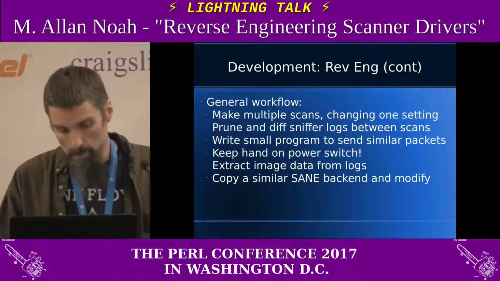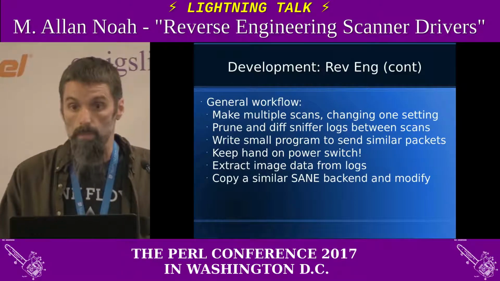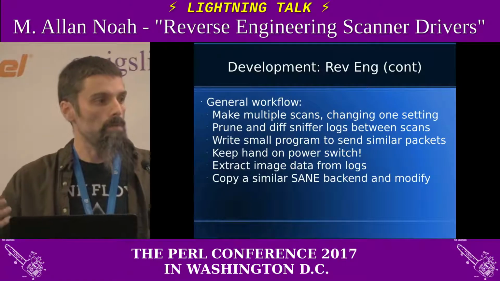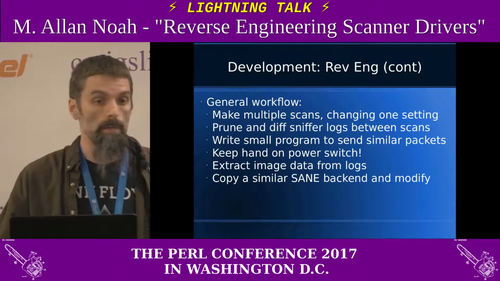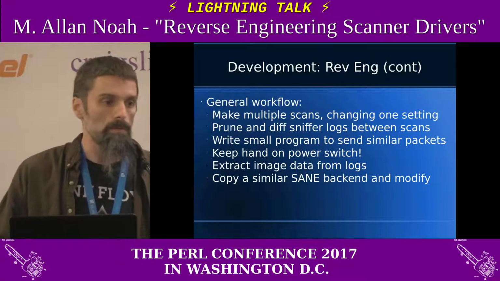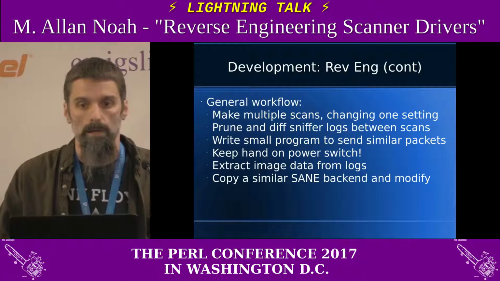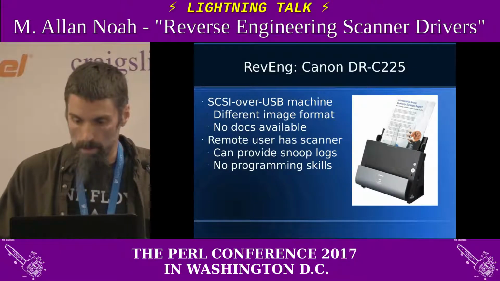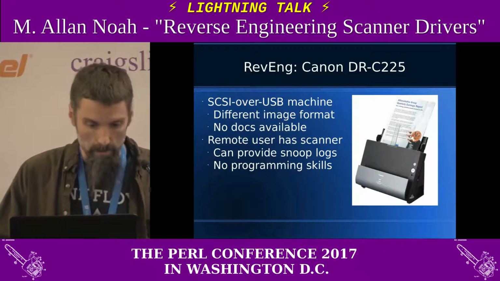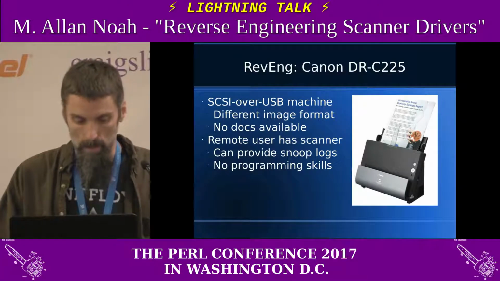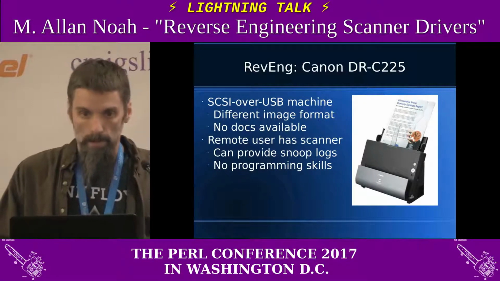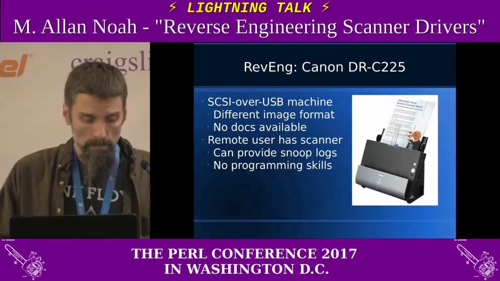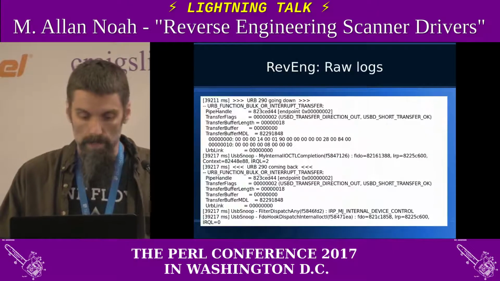So then another thing we do is extract the image data from the logs, and then we sort of take a look at the protocol and say, well, what does this most resemble? And we take one of the existing drivers and we copy it, and then we hack it into shape and make it do the same thing. So I'm going to give you an example. Here's a Canon DRC 225. It's a SCSI over USB machine. End user had this box, had no programming skills, but could take USB snoops.